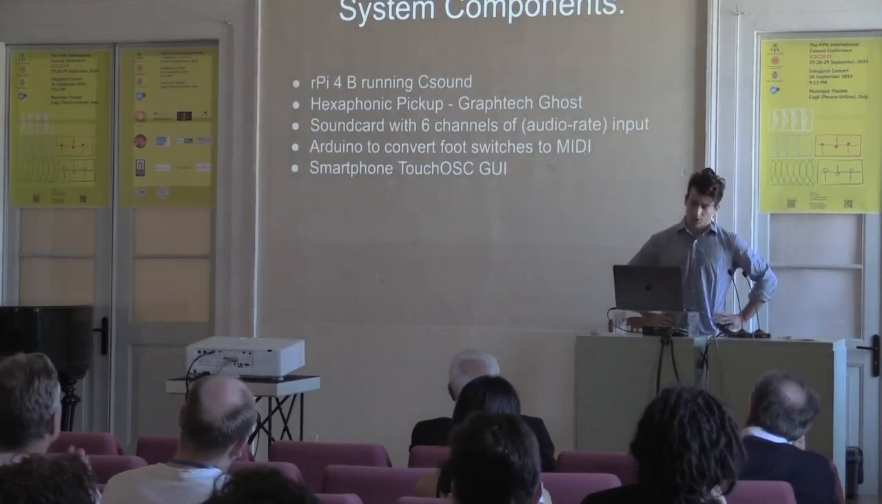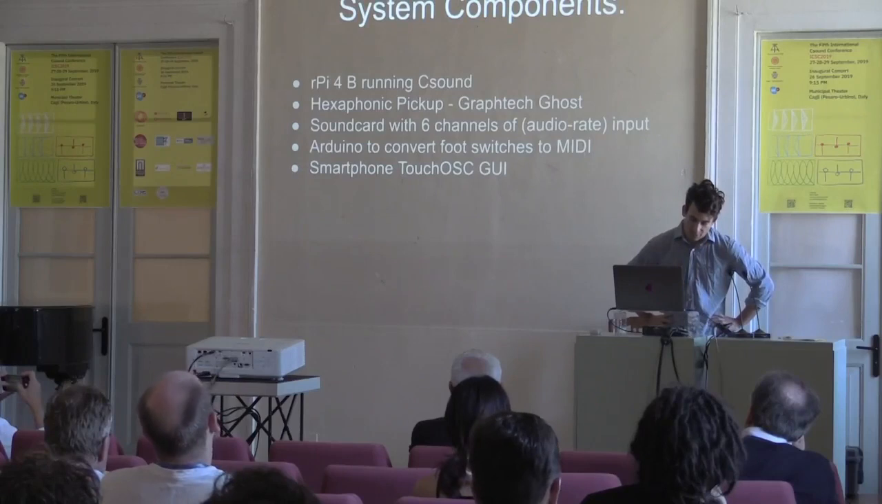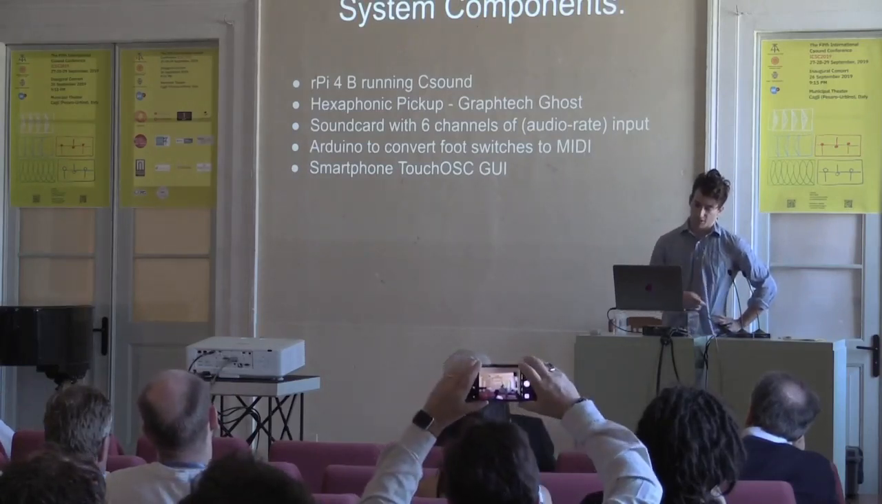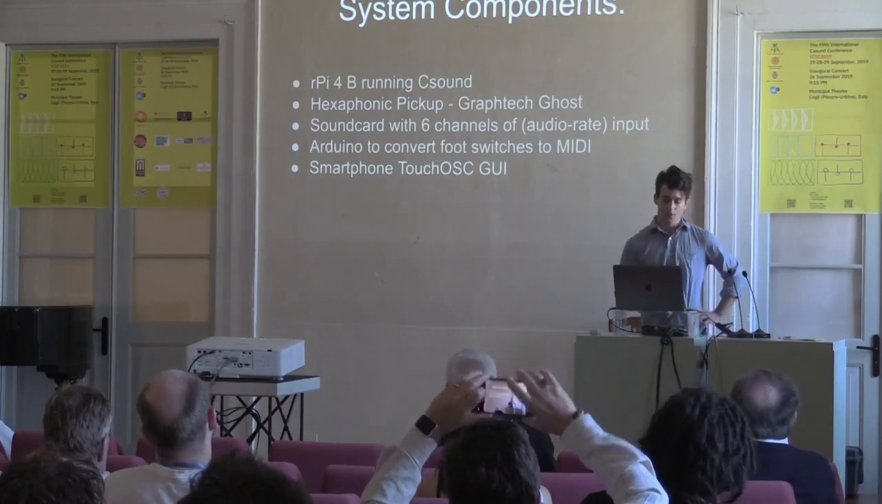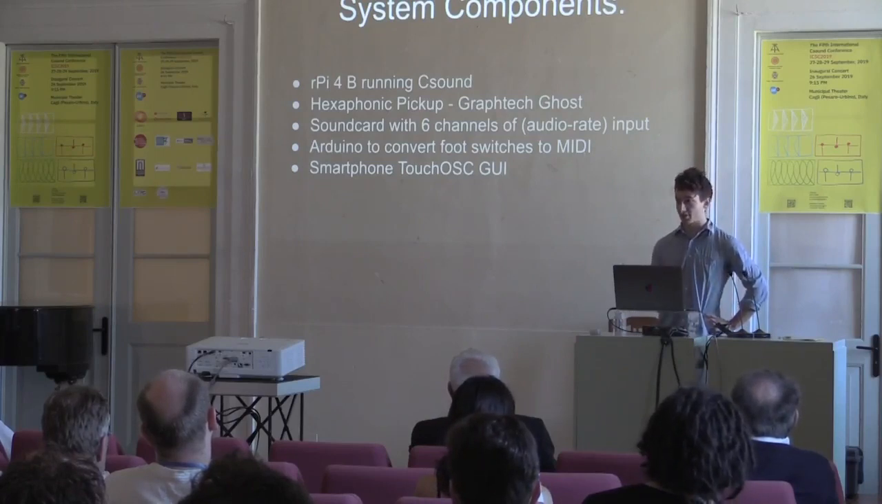So, a quick rundown of the system. I have a Raspberry Pi 4B running Csound. I have the Hexaphonic pickup, which I've just explained. I have a sound card for the Pi that has 6 channels of audio rate input, which is necessary for this project.